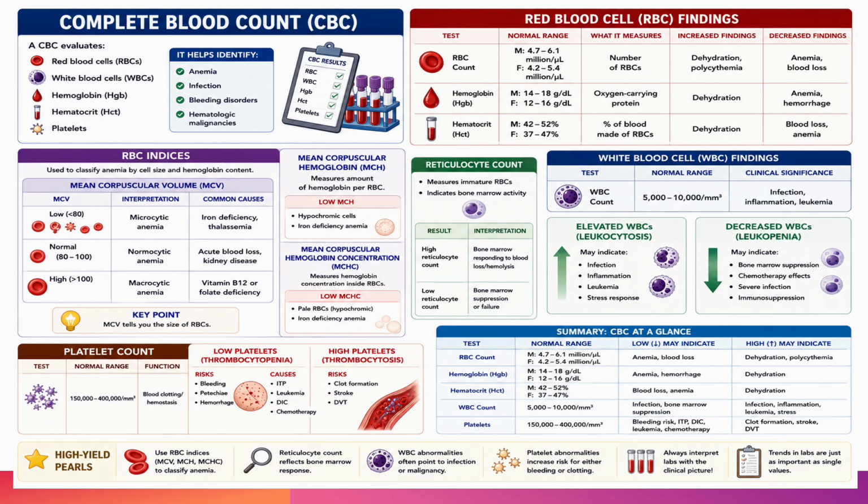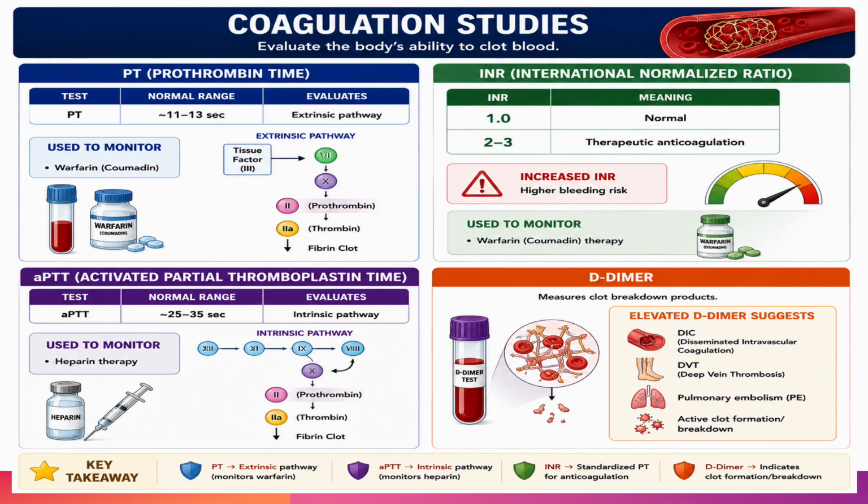Then this is basically a description of the CBC and RBC findings. Please look over this. There's a lot of important information over here. These are different coagulation studies. We have the PT, the INR, the International Normalized Ratio, APTT, and D-dimer. Please read over these. These are important to remember.